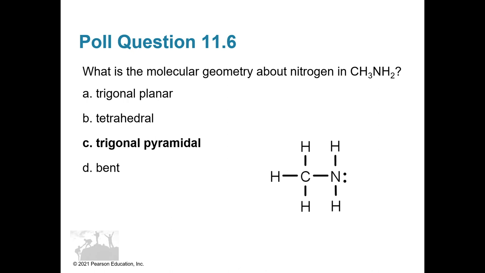Okay, so the answer is letter C, trigonal pyramidal. Here's our Lewis structure. Nitrogen has four electron groups. This is something that you'll start getting used to. When you see nitrogen with three bonds, it's gotta have a lone pair so that it could have a complete octet. So when you see that, automatically think trigonal pyramidal as the molecular geometry. Instead of this C, this could be ammonia, NH3. Same idea here. Make sure that there is a lone pair, and then we would have trigonal pyramidal.